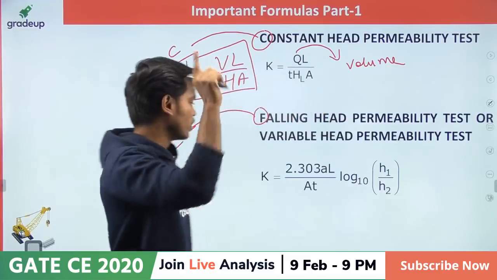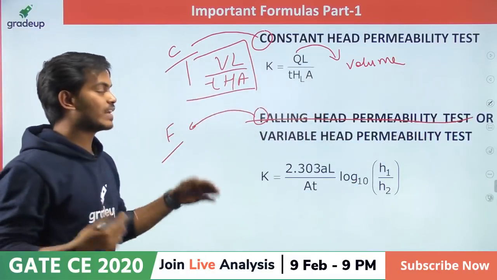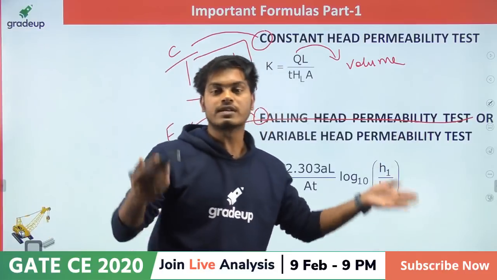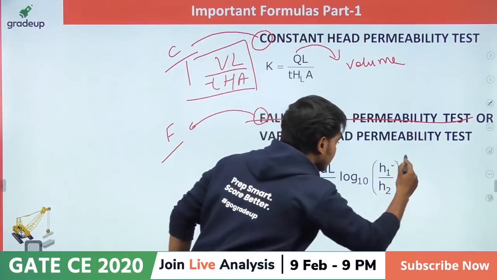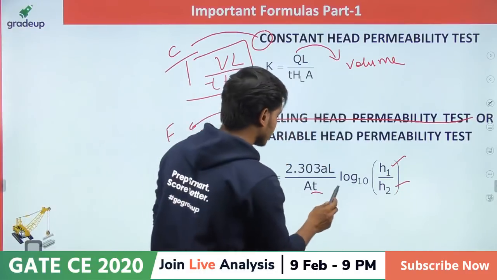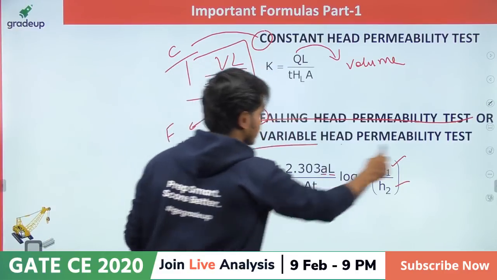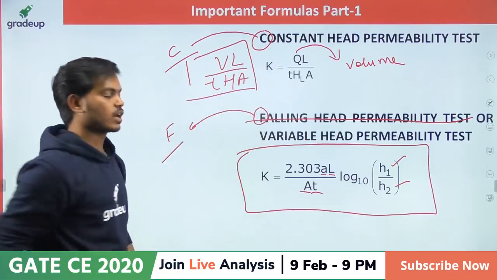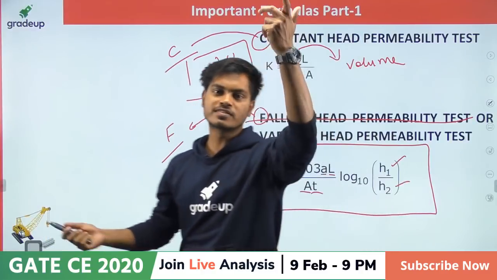Okay, and for your falling head permeability test, or sometimes you can say the variable head permeability test, because the head will vary, it will have a variation. That's why I am getting H1 and H2 values. So you have to just get the duration here and the length and the area of that tube. This is the total area that the sand sample is in, and this is how you can get the value of permeability.